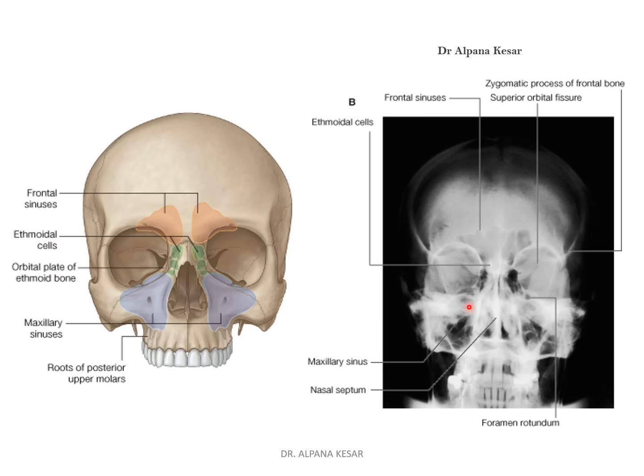This is the radiograph of anteroposterior view of the skull in which some of the air sinuses can be identified. These are the frontal air sinus. These are the ethmoidal air cells. This is the maxillary air sinus.